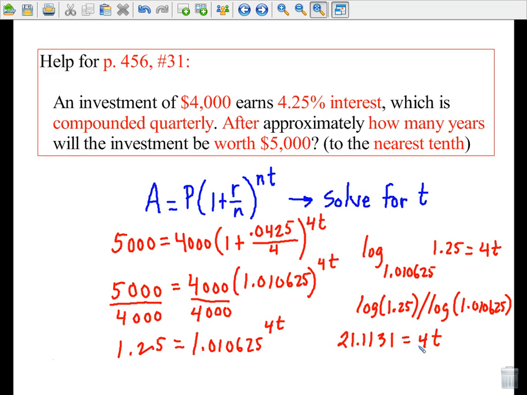So how did you solve for t? I just divided by 4. Okay, and rounded to the nearest tenth, it should be approximately 5.3 years. T stands for a number of years. So what we're saying is $4,000 in 5.3 years at that interest rate compounded quarterly would grow to $5,000. All right, so any questions on that word problem? I think I've set you up pretty well for later.